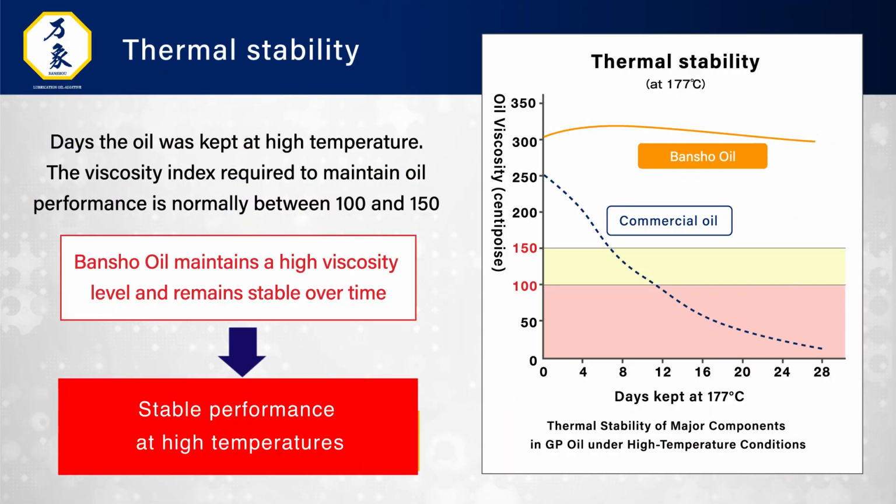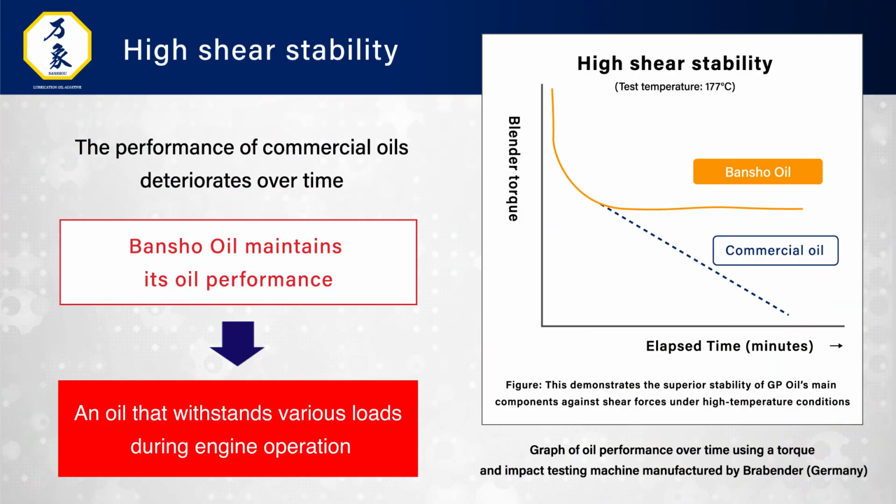This graph shows how each oil maintains its viscosity at a high temperature of 177 degrees Celsius. While commercial oils continue to lose viscosity day by day, Bansho Oil maintains its viscosity almost unchanged. This means that even at high temperatures, the oil retains its performance as an engine lubricant and continues to protect the engine effectively.